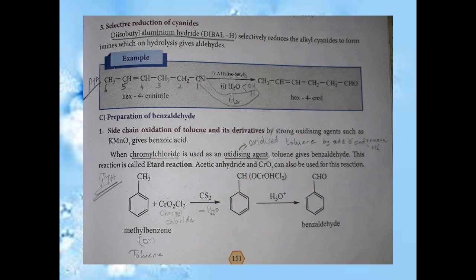Next one, preparation of benzaldehyde. First preparation, first methylbenzene, another name toluene. It is added with chromyl chloride in the presence of carbon disulfide. We are going to remove the hydrogen, not water here, and the methyl alone loses 2 hydrogen, so we get CH alone. That CH is added with the chromyl chloride, and then afterward hydronium ion is added, means we get the benzaldehyde. This is called the Etard reaction.